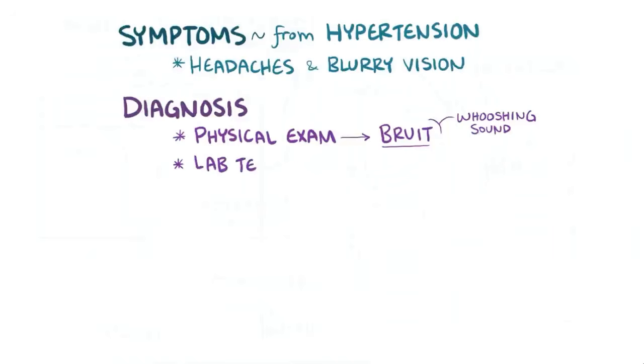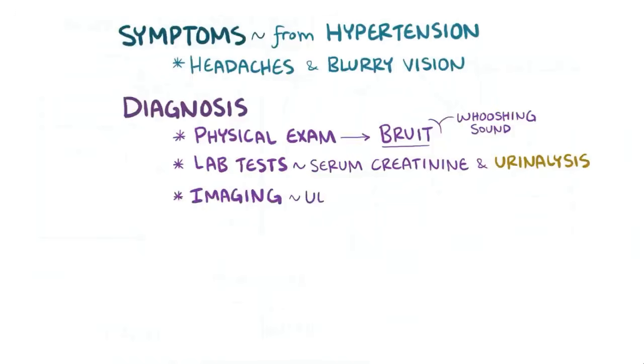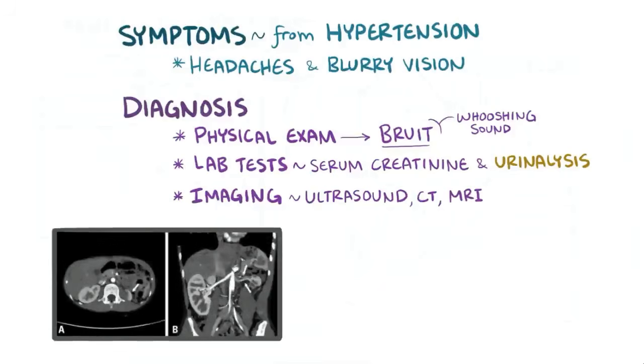Basic screening labs like serum creatinine and a urinalysis can help assess kidney function as well. And imaging studies like ultrasound, CT scan, and MRI can visualize the kidney. For example, in this CT scan of the abdomen, the atrophied kidney is a lot smaller than the healthy one on the other side. Ultimately, since the problem's in the renal artery, a renal arteriography can be done to visualize the renal artery with dye, to see if there's evidence of a blockage.